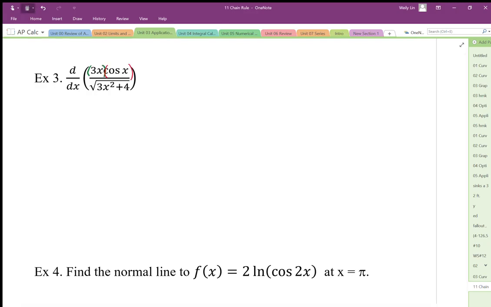Okay, I've got my outside function, square root, and I've got my inside function here. What color will I choose here? Let's choose purple. I've got my inside function, the 3x squared plus 4. Anytime I differentiate the denominator, I'm going to need to apply chain rule. But other than that, I've got all these other parts here that I've got to consider.